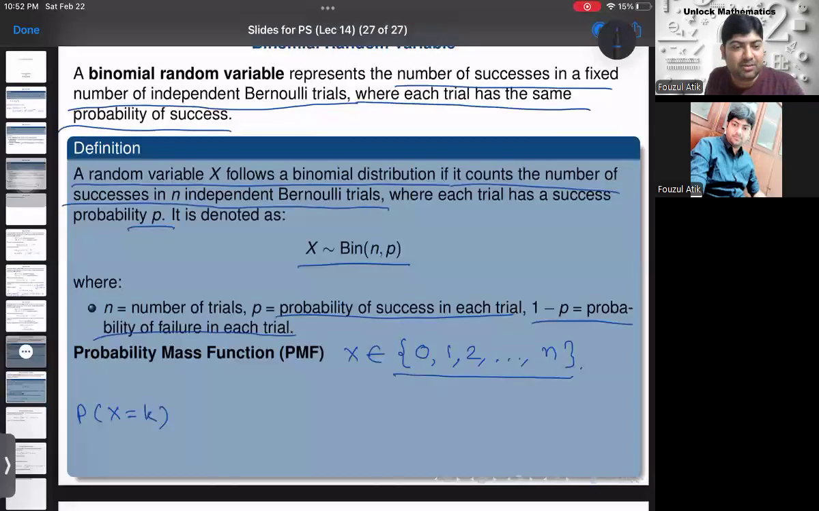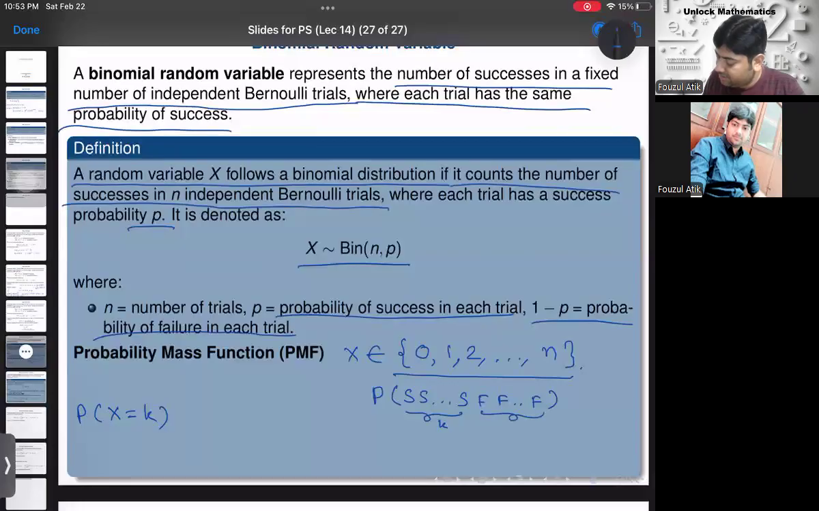So you have n number of independent Bernoulli trials. Among them, what is the probability of getting k number of successes? So we will try to find this. For that, I just want to explain how to get the PMF, the probability mass function. Suppose the first k trials give you success, so the first k are successes, and then all of them are failures.